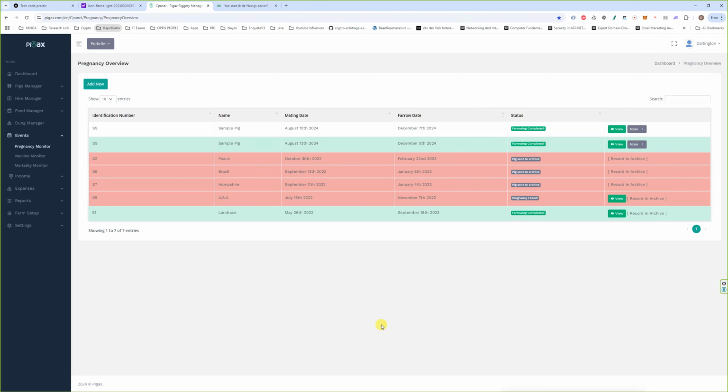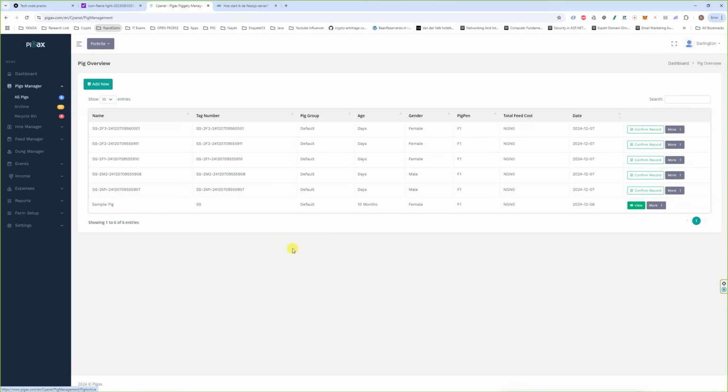Okay. So now let's go to your all pigs to check if the pigs were added. So we have here the new pigs that have been registered in the farm. One thing you need to observe is the process by which these pigs were added. Just in one form, you have 5 pigs automatically added in the farm with unique IDs. None of these pigs have the same IDs. So the process is convenient for farmers.